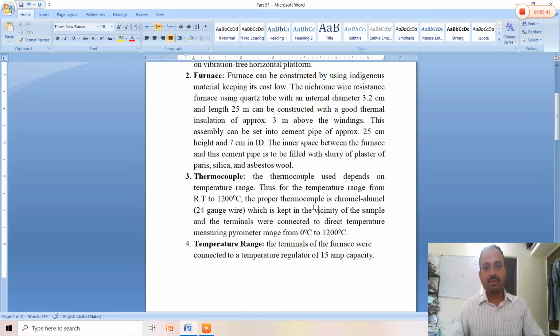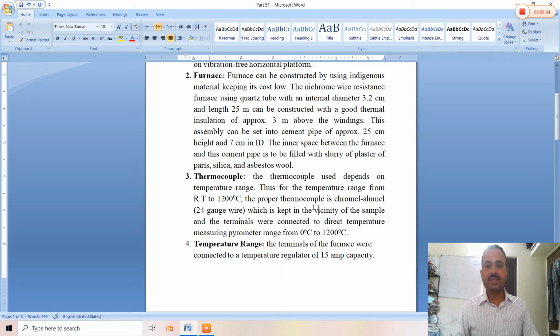Now the next one is thermocouple. The thermocouple used depends on the temperature range. Which type of thermocouple can be employed in thermogravimetry depends on the temperature range. Generally, the temperature range of thermogravimetry lies from 0 degree centigrade to 1200 degree centigrade. So the thermocouple used depends on the temperature range.